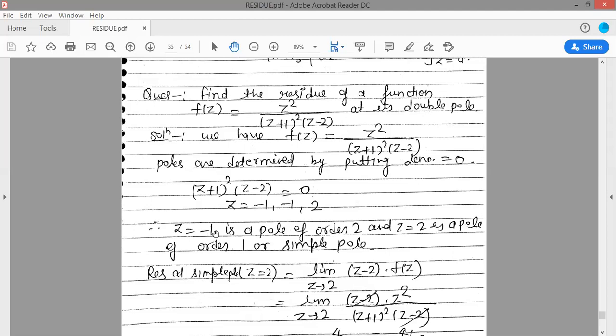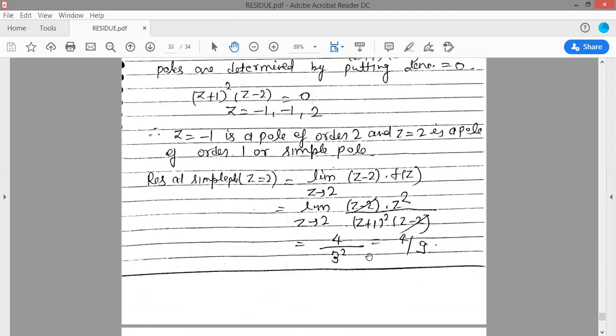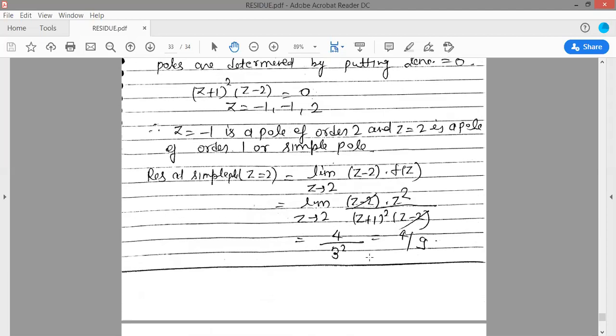So z = -1 is a pole of order 2 because we are getting z = -1 two times, and z = 2 we are getting only one time. So z = 2 is a simple pole, or pole of order 1, and z = -1 is a pole of order 2. Now first, let us find the residue at the simple pole.